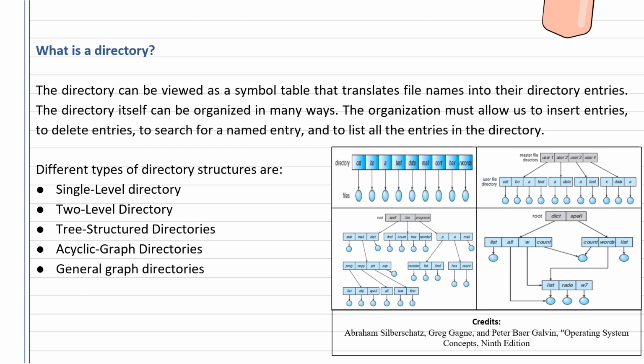Now, directory itself can be organized in many ways, some of which are: the first one is single level directory, which is represented by this diagram. Then we have two level directory, which is represented by this diagram. Then we have tree structured directories, which look like a tree. And then we have acyclic graph directories. And the general graph directories is a mix and match of all these four types. So the organization must allow us to insert entries, to delete entries, to search for a named entry, and to list all the entries in the directory.